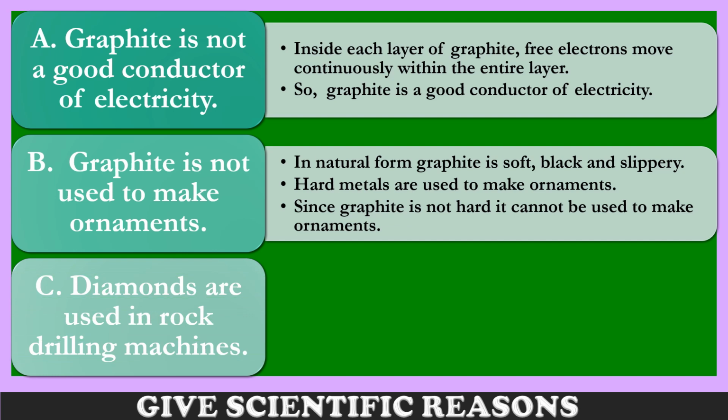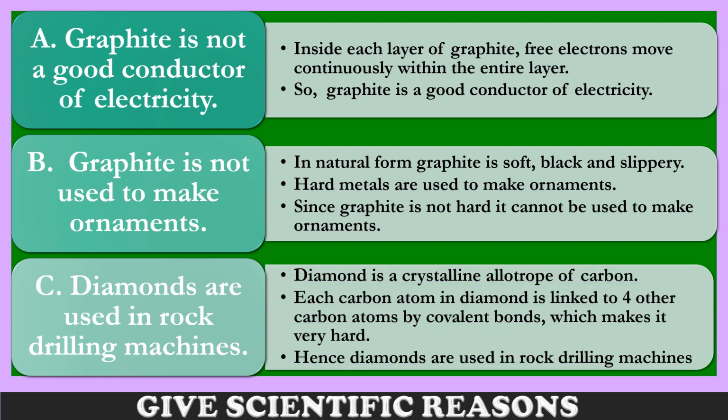Diamonds are used in rock drilling machines. This answer also you should already know. Diamond is a crystalline allotrope of carbon. Each carbon atom in diamond is linked to 4 other carbon atoms by covalent bonds, which makes it very, very hard. Therefore, it is used in rock drilling machine.